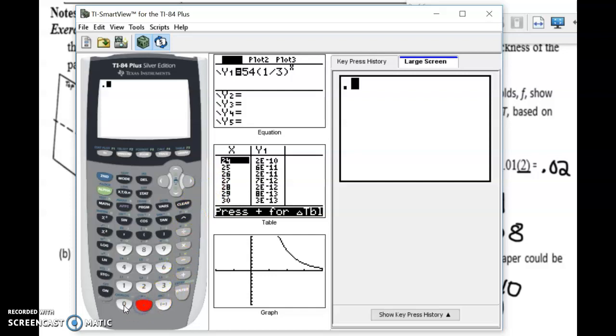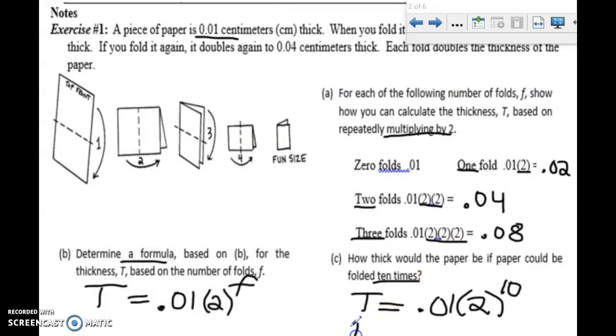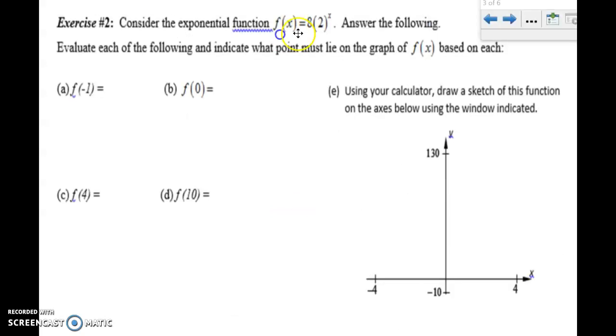Now we're going to type this in exactly as we see it. 0.01, start with that, parenthesis 2, close parenthesis, raise it on up to the 10th power. I use that little up arrow, right? Once you've done that, the calculator takes care of the rest. 10.24 centimeters. It's pretty good, right? So that piece of paper, when folded 10 times, will end up being 10.24 centimeters thick.